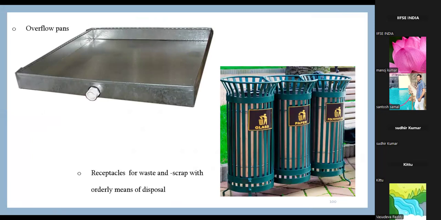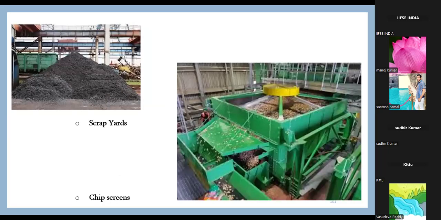Most of the municipality that comes to our house in the morning, you have dry waste and wet waste. So different kinds of bins to collect different types of waste here. Then scrap yards, most of us are well versed. Then this is the chip screen. People in the villages who go for rice processing know how the rice is cleaned and graded in different sizes.